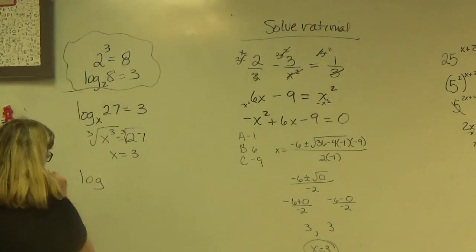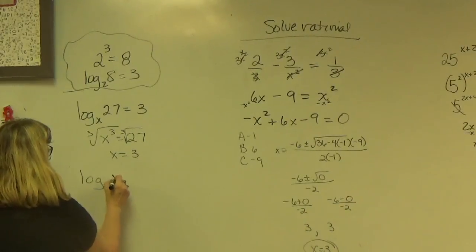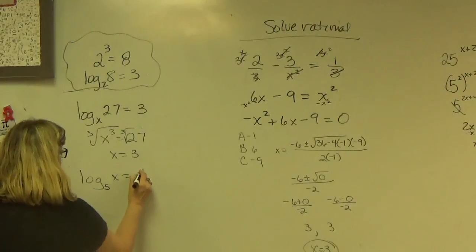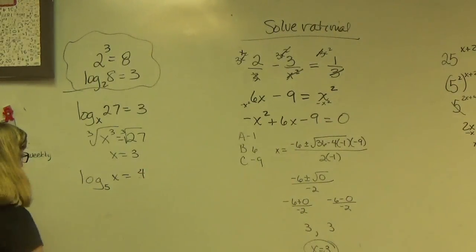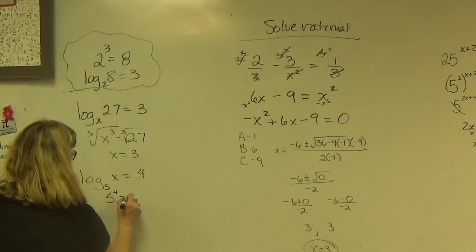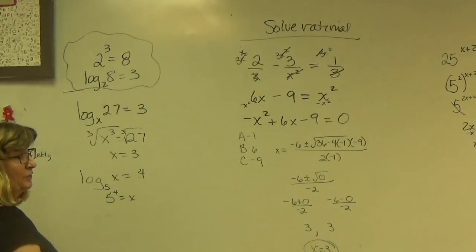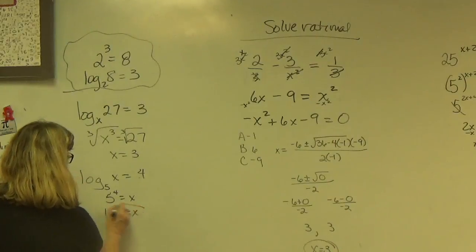Let's go log base 5 of x equals 5. No, let's do 4, so it's a different number. So it'll be 5 to the 4th equals x. What would I do to solve it? Take 5 times 5 times 5 times 5? 25 times 25 is 625.